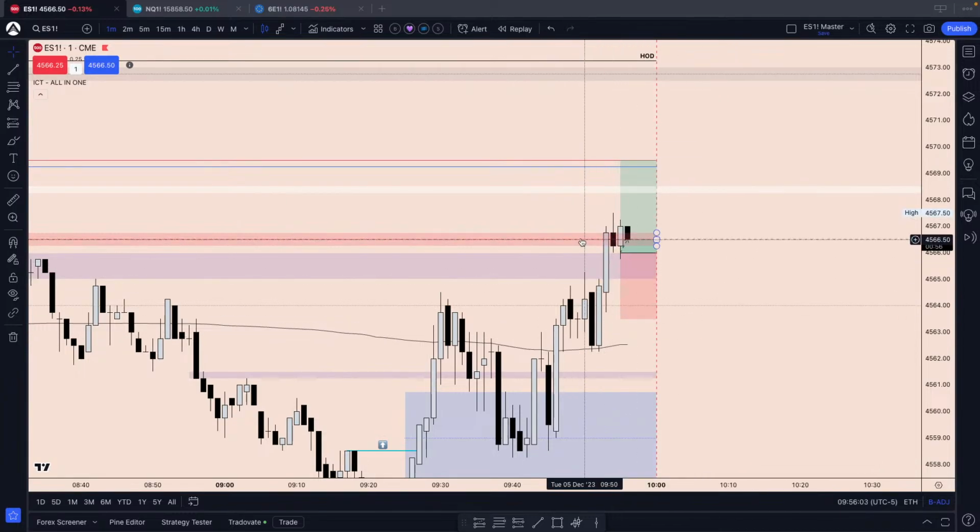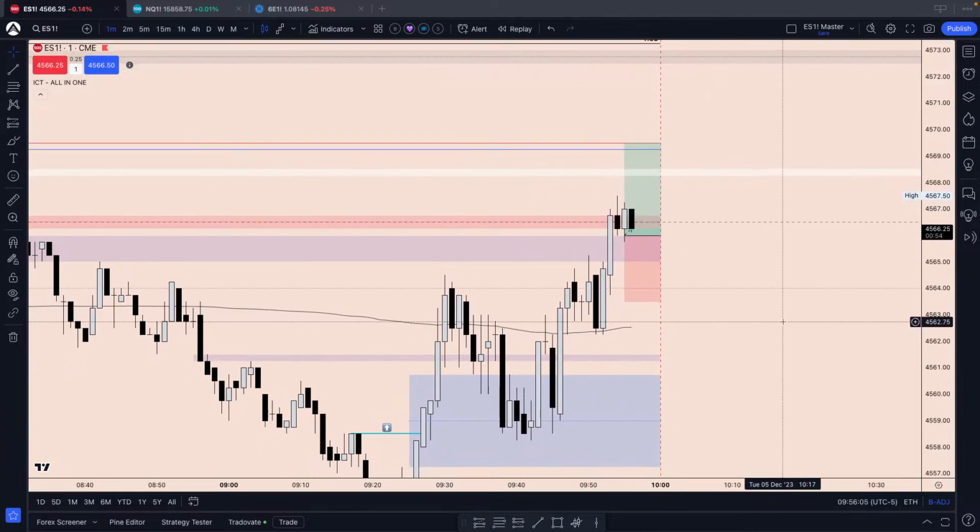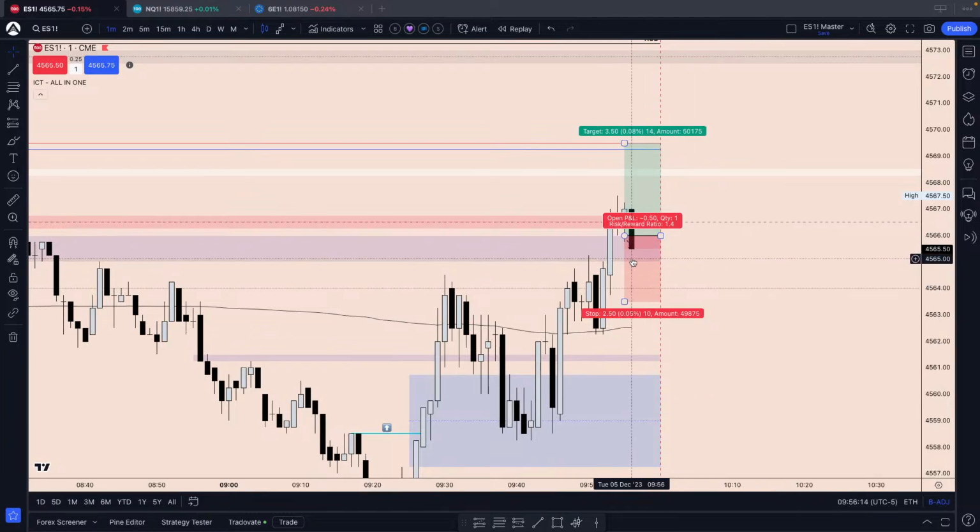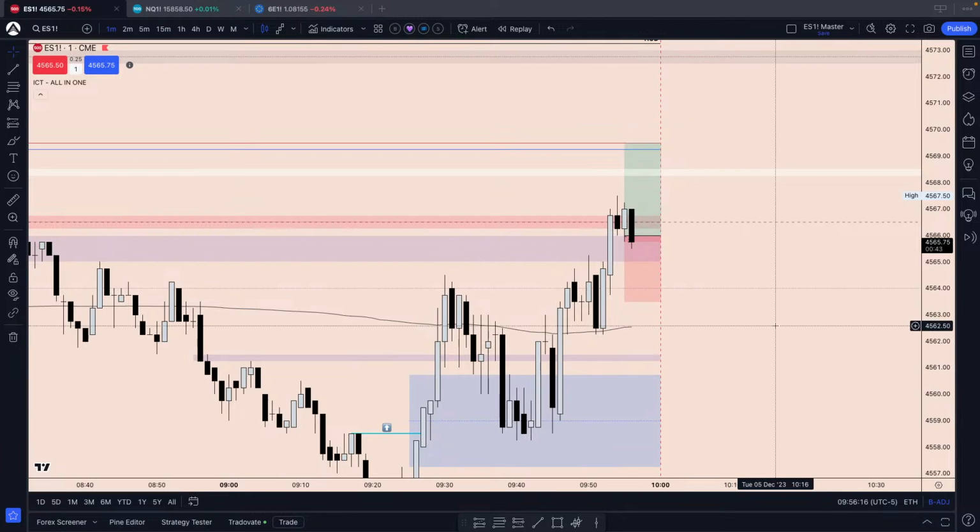Now we closed above the 5-minute bearish on the 1-minute time frame. Let's see if we move before we hit the news candle. 9:56.